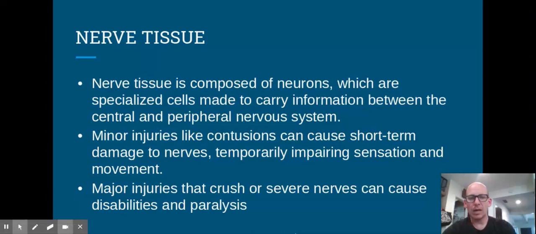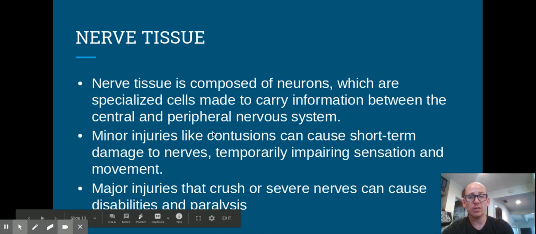Okay, the next type of tissue is nerve tissue. This is the third one. This is comprised of nerve cells, which are called neurons. And basically, they are there to carry information between the central nervous system and the peripheral nervous system. So that's the brain and the spine that are central. The rest of your body is peripheral, and it works both ways, taking information from one to the other and back again.